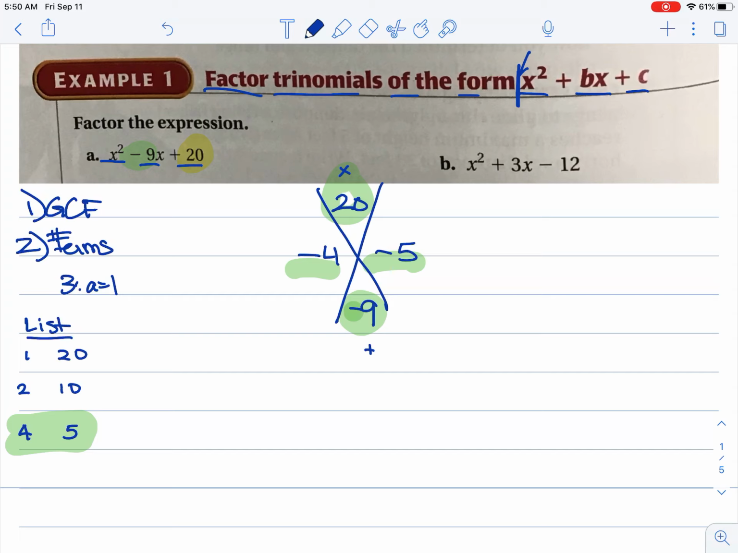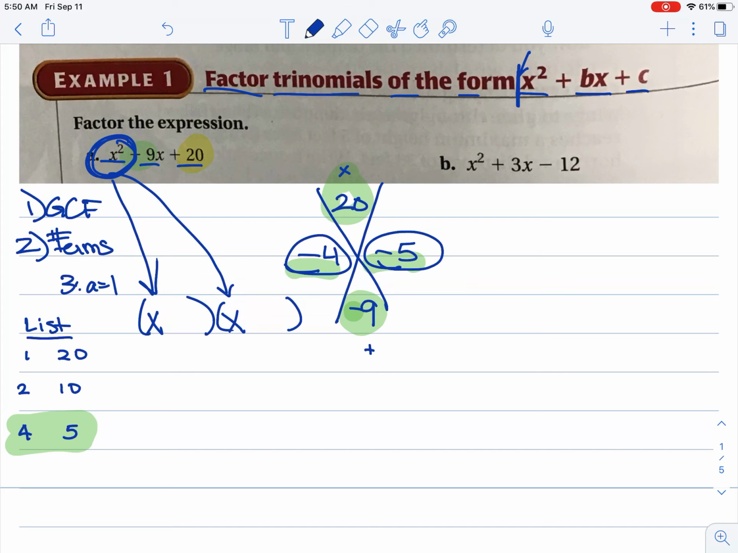So now we're going to take these numbers and put them inside our parentheses. Now we know in order to get x squared, we've got x times x. That's where that comes from. But now we're going to insert this one here, -4, and this one here, -5. And we've got our factors.